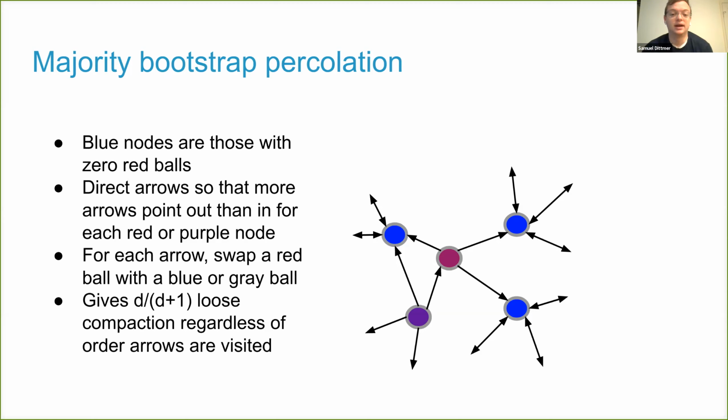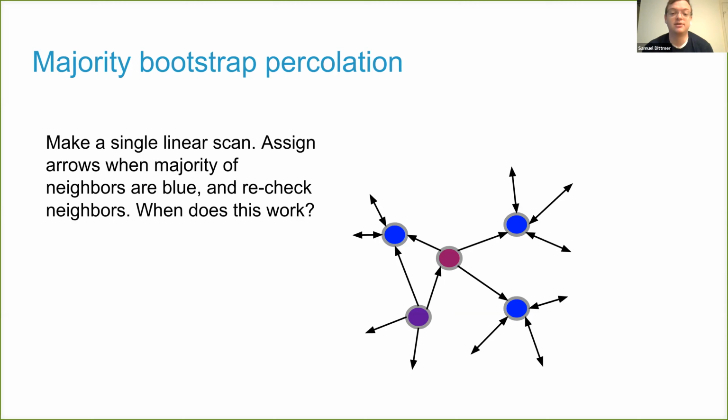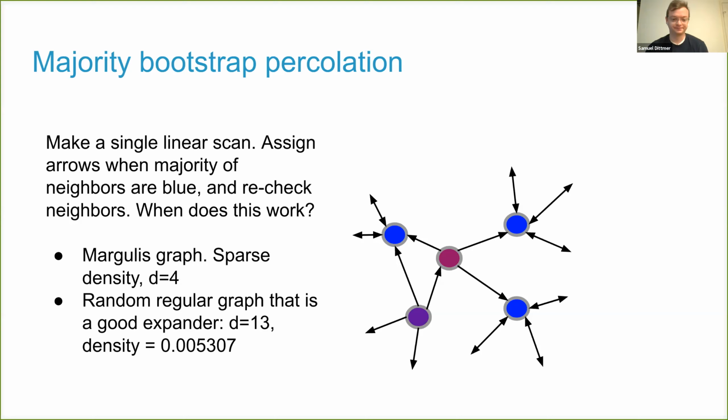And how do you know that you can assign these arrows? The answer is that a greedy algorithm works under certain conditions. All you do is scan through the array, and whenever you come to a red element that has a majority of blue neighbors, you point arrows from that red element to all of its blue neighbors. When can we do this? You can do this for a Margulis graph or for a random regular graph of degree 13. This is a consequence of the expander mixing lemma.